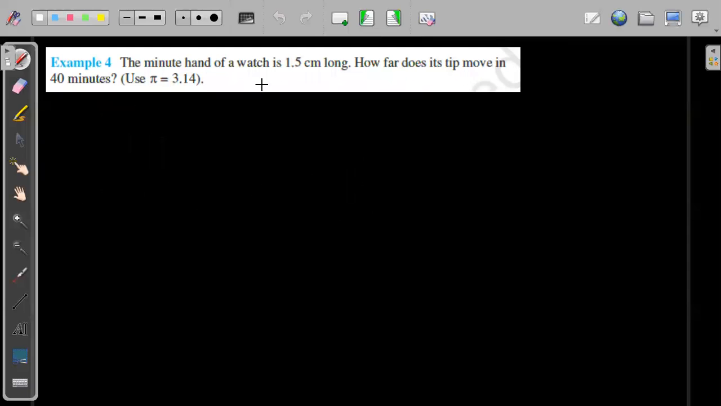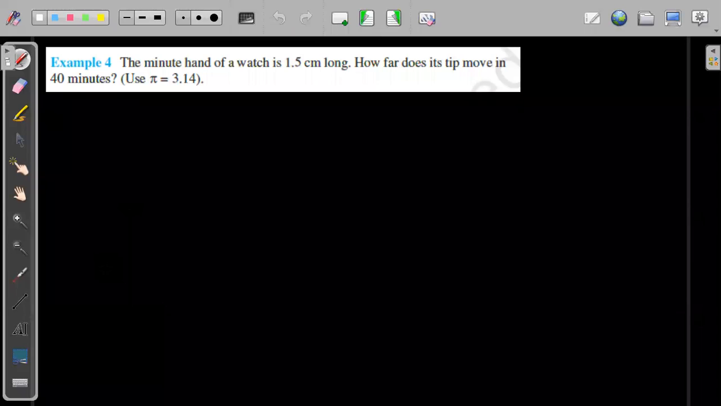The minute hand of a watch is 1.5 centimeter long. How far does its tip move in 40 minutes? Pi you have to take as 3.14. How can we write in decimal?